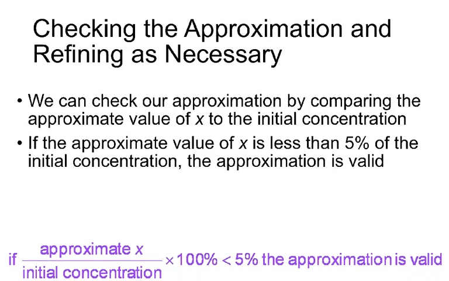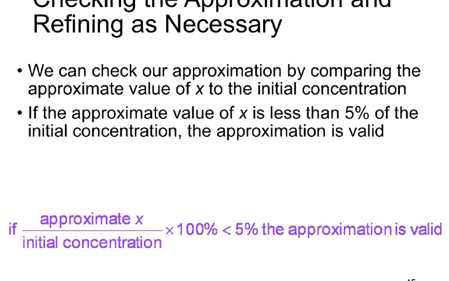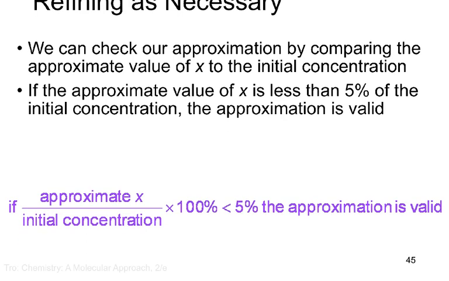Now there is a check you need to do, which is by comparing the approximate value of X to the initial. So if you take your approximate X, when you get to that step, divide it by the initial concentration and multiply by 100%. If it is less than 5%, you may use the X is small approximation. Now again, I find this much easier to understand if I just talk through an example.